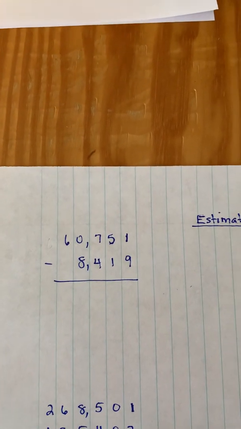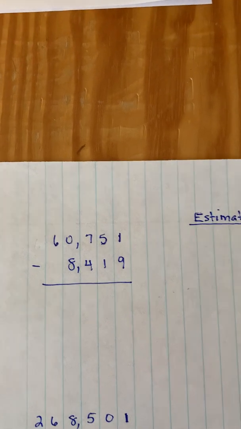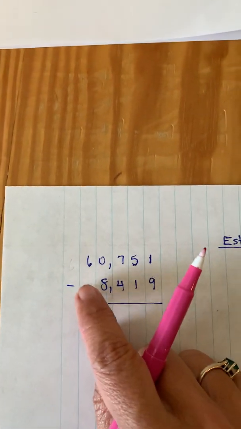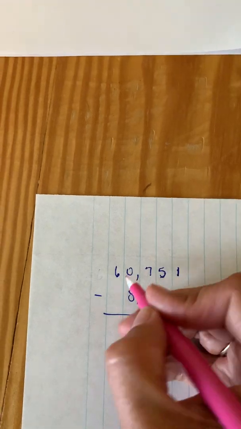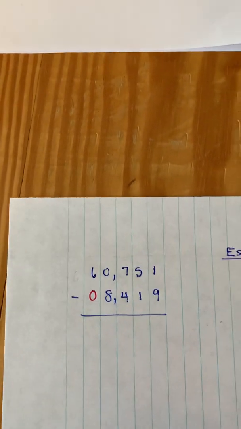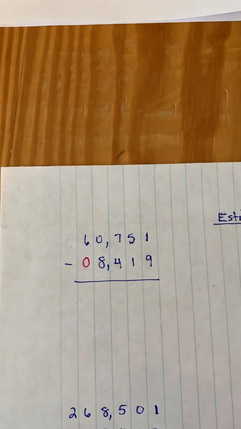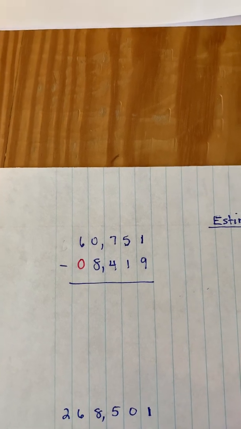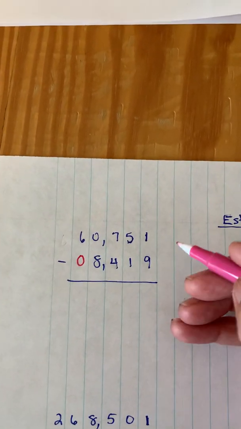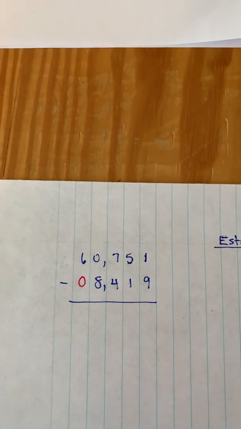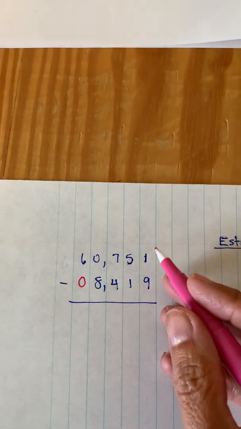60,751 minus 8,419. Notice over here, if I look in my 10 thousandths place, there isn't a digit there. I'm going to go ahead and insert a 0. That way I have a number in every place value and there's no confusion when I'm subtracting. Let's get started. 1 minus 9. I know that I cannot take 9 ones from 1.